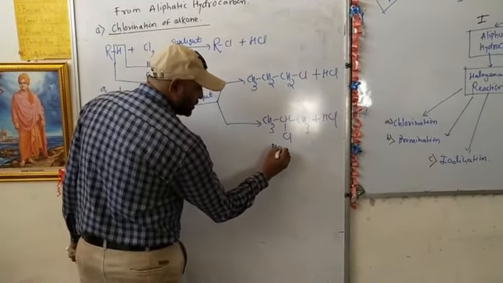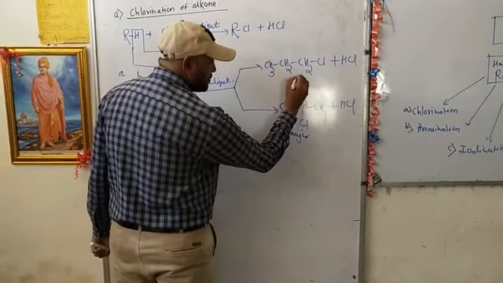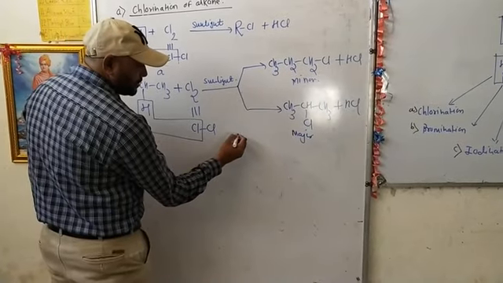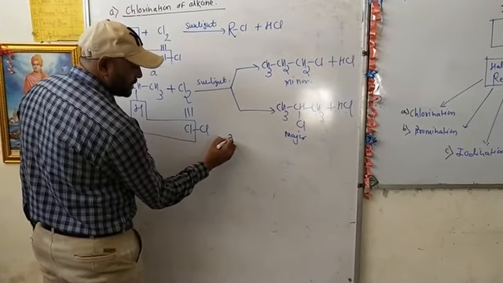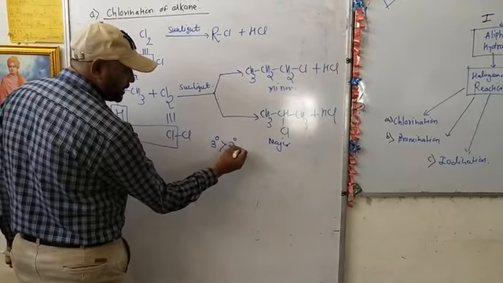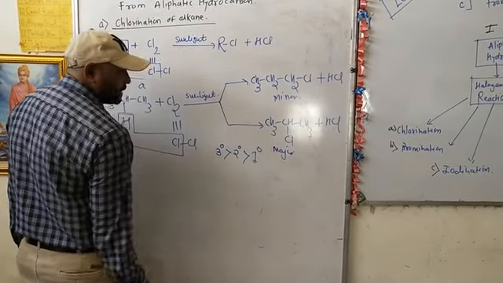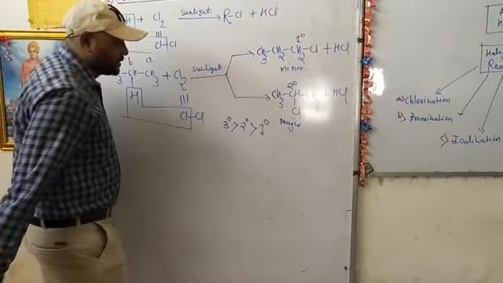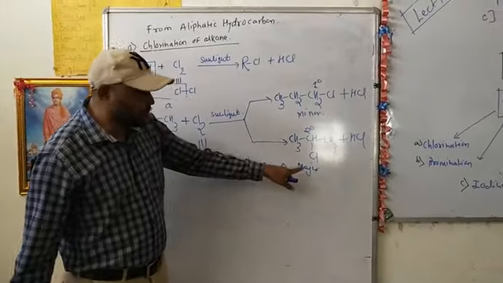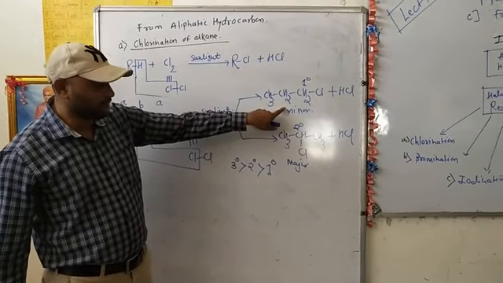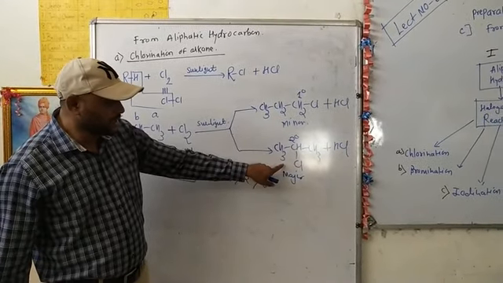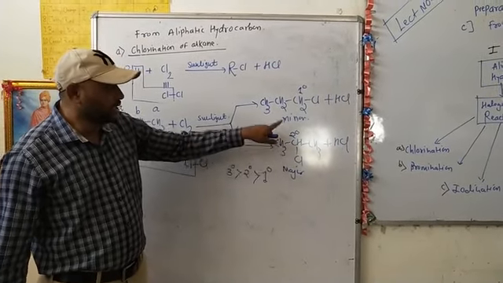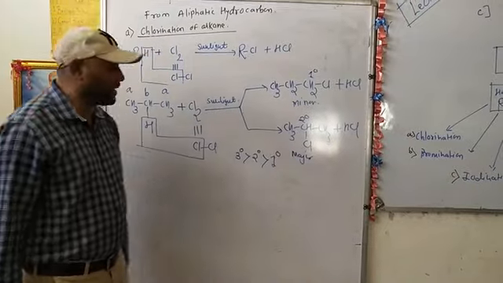Isopropyl chloride is the major and n-propyl chloride is the minor product formed. Because the stability of alkyl halide is tertiary greater than secondary, secondary greater than primary, and this is a secondary alkyl halide and this is a primary alkyl halide. That's why the secondary alkyl halide is more pronounced than the primary. So secondary propyl chloride or isopropyl chloride forms as the major product and n-propyl chloride forms as the minor product in the chlorination reaction.